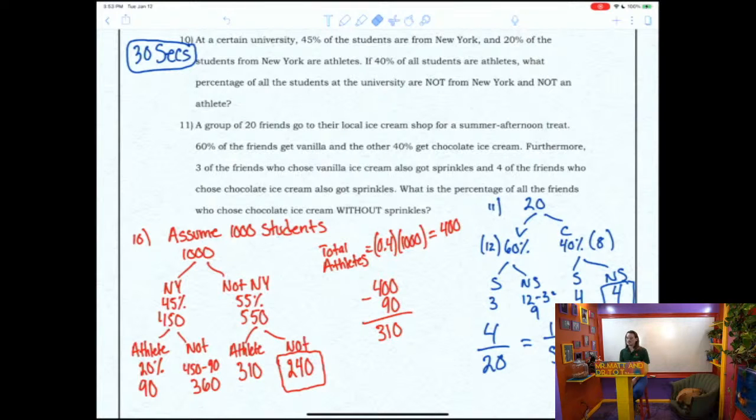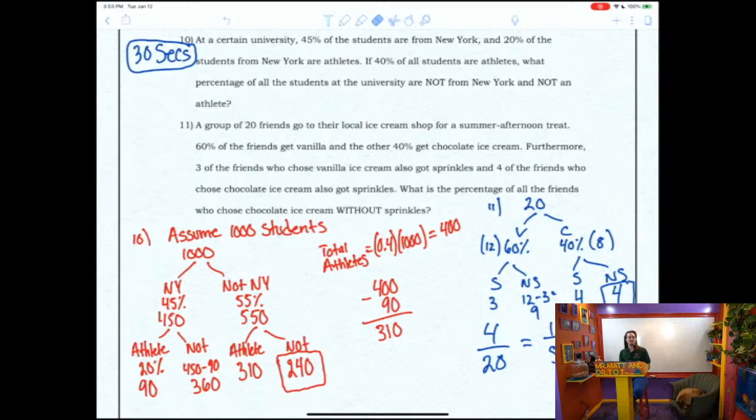Then they also say that 20% of the students from New York are athletes. So on the left-hand side of this tree diagram, I'm going to split the students from New York into athletes or not athletes. And I'm going to do the same thing for the students not from New York. Are they athletes versus not athletes? If 20% of the New Yorker students are athletes, then I can take 20% of 450 to find that there are 90 students from New York that are athletes.